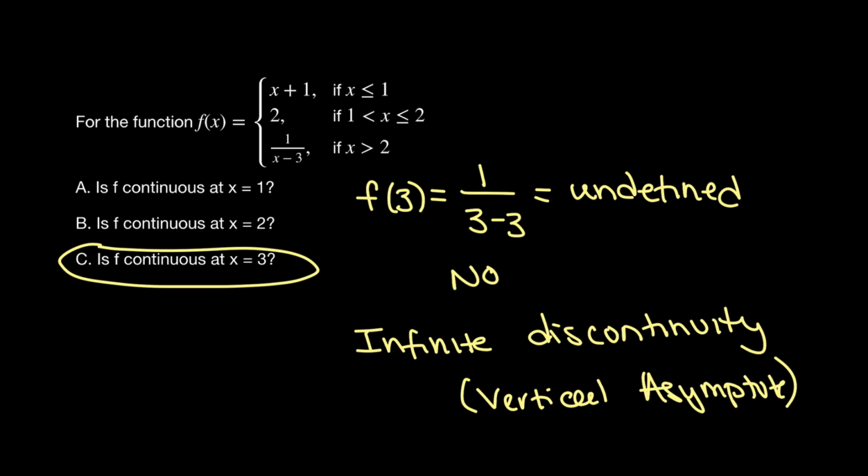And what's happening here, if you were to find your limit as x goes to 3, you're getting this non-zero number, this 1 divided by 0. That's going to go to infinity, and we're going to get an infinite discontinuity, or a vertical asymptote. All right, let's look at some more examples.